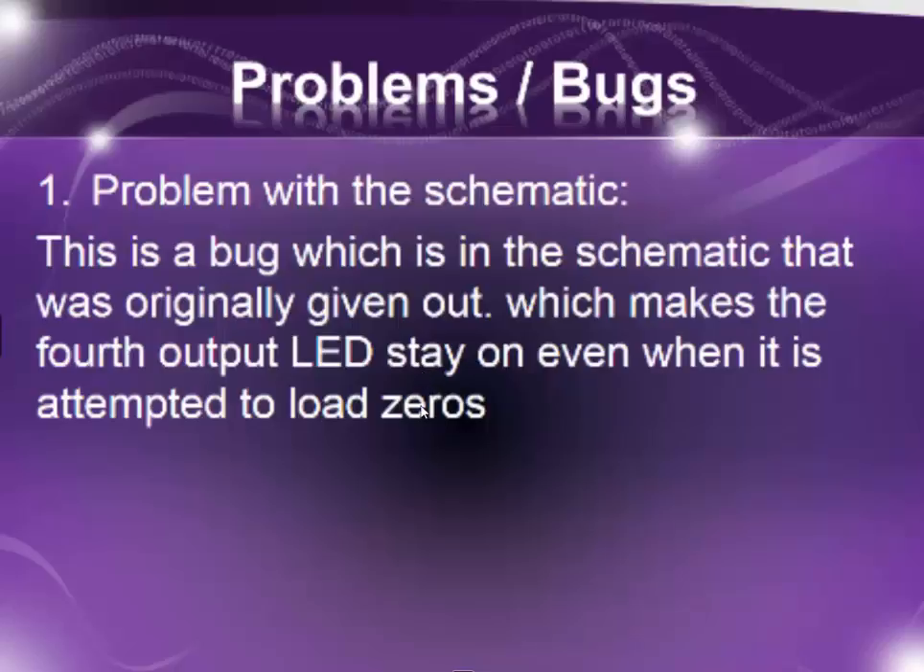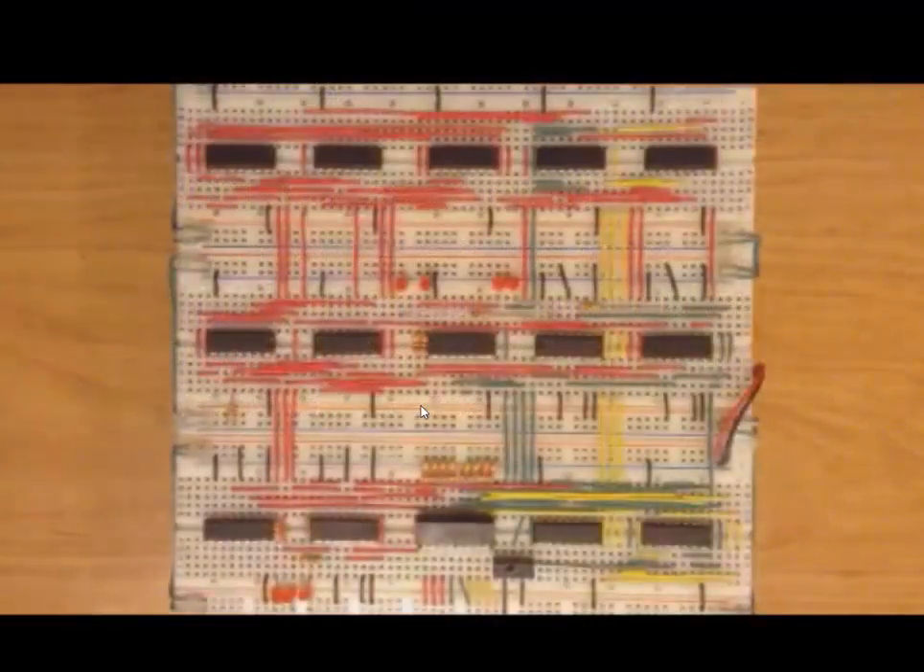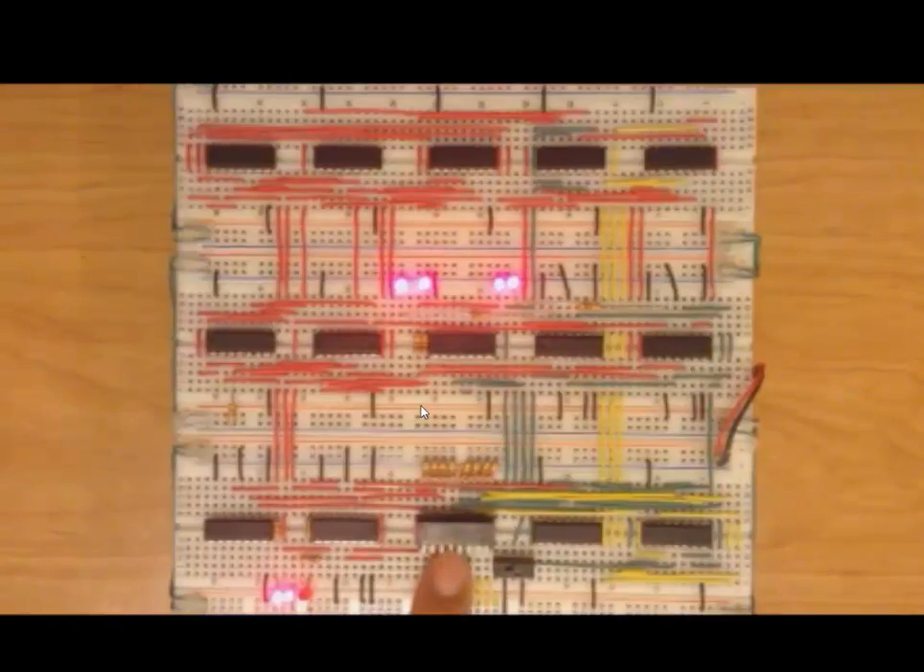So now onto the problems that I faced while building my ALU. Now the first problem that I met was that there was a bug in the schematic which I did not realize and did not know about until after the due date for the ALU to be completed. And the bug was that the fourth LED, which represented the 8, could not be reset, but it had to be saved or added to 0 to reset.